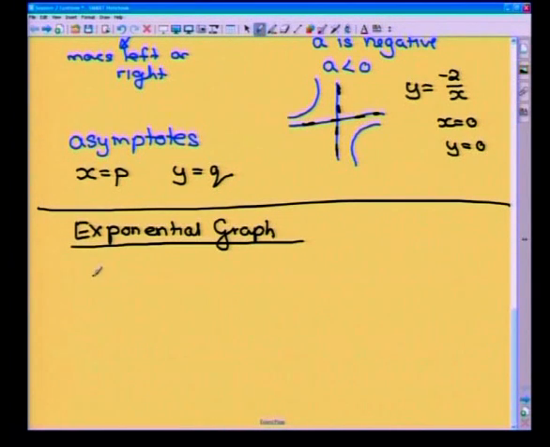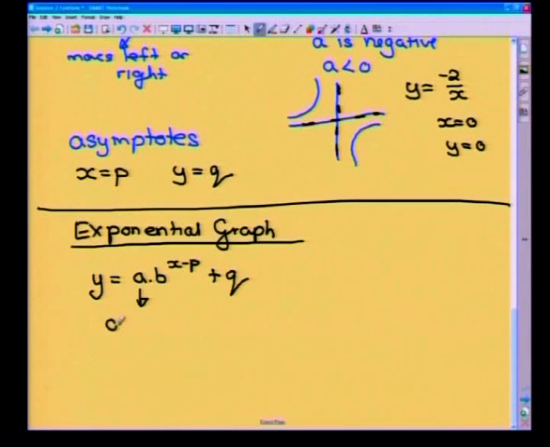Right, the exponential function is y equals a times b to the x minus p plus q. Once again, the a would determine shape. Now, what do I mean by that? It would determine steepness, and it would also determine where we are.